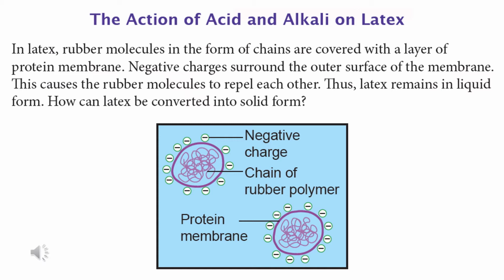The action of acid and alkali on latex. In latex, rubber molecules in the form of chains are covered with a layer of protein membrane. Negative charges surround the outer surface of the membrane. This causes the rubber molecules to repel each other. Thus, latex remains in liquid form. How can latex be converted into solid form? Let's discover further.